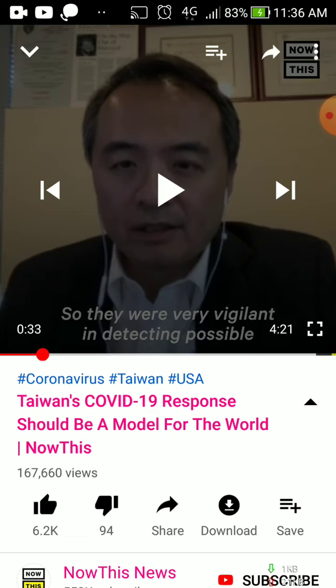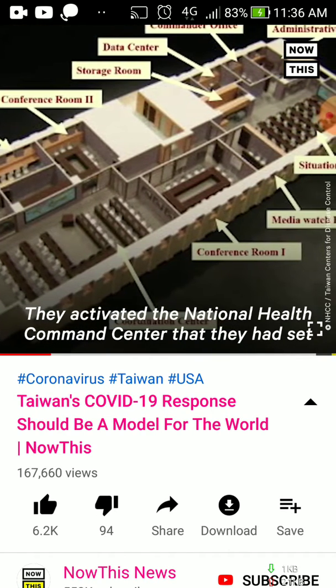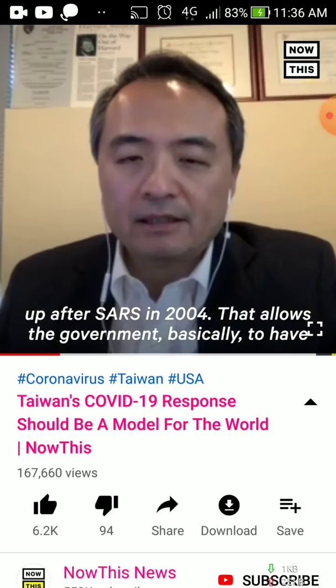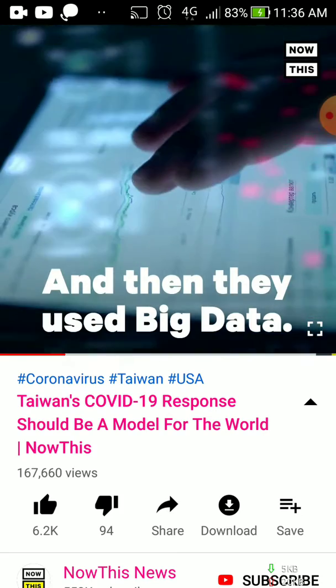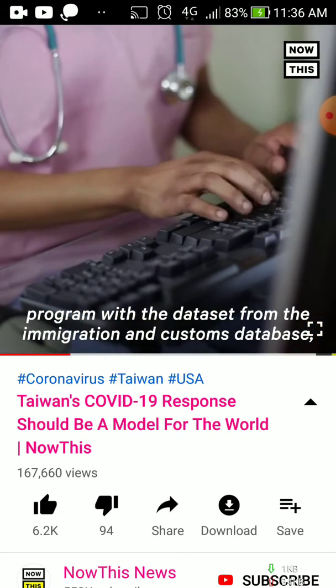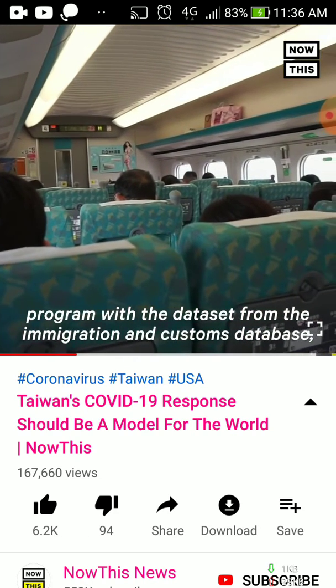好，可以写起来。第一句。In detecting possible infections coming in, they activated the National Health Command Center that they had set up after SARS in 2004. That allows the government basically to have interagency coordination. And then they use big data, and they integrated the data set from the National Health Insurance Program with the data set from the Immigration and Customs database.